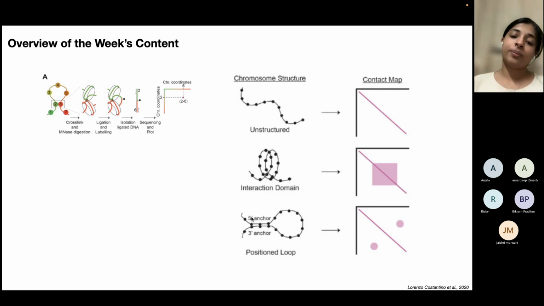But if there is a specific presence of a loop, a position loop, where say position 20 is interacting with position 2, then there will be presence of these dot-like structures because of the interaction of these two domains. Only in this domain will there be identification of the sequence. Every other sequence would have been chopped off.